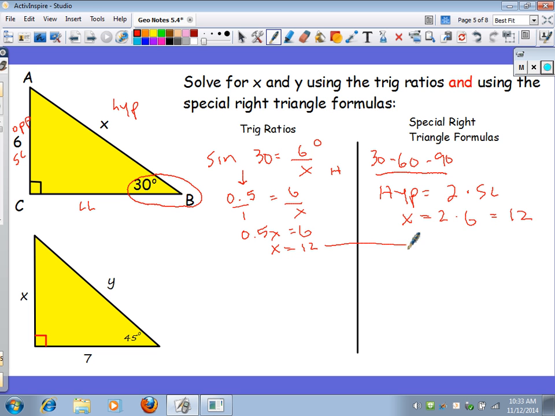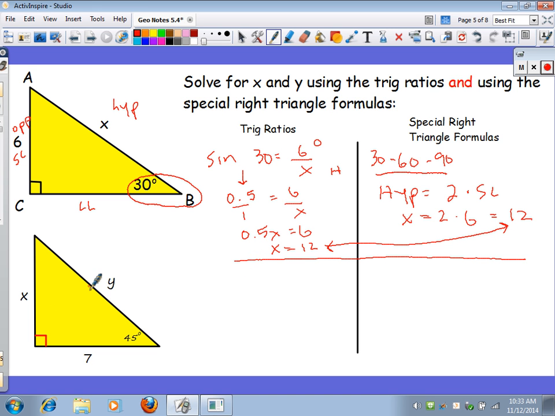Do you see how we got the same answer? Which one was quicker? Which one was easier? The 30, 60, 90s, right? If you remember these formulas, it's a lot faster. Do you have to remember those formulas? No, you just have to know the SOHCAHTOA. If you know the formulas, you're going to save yourself time. If you don't know the formulas, you just use trig and you get the same answer. So you can do it either way. I'm just telling you, the formulas for those special triangles help you a lot.